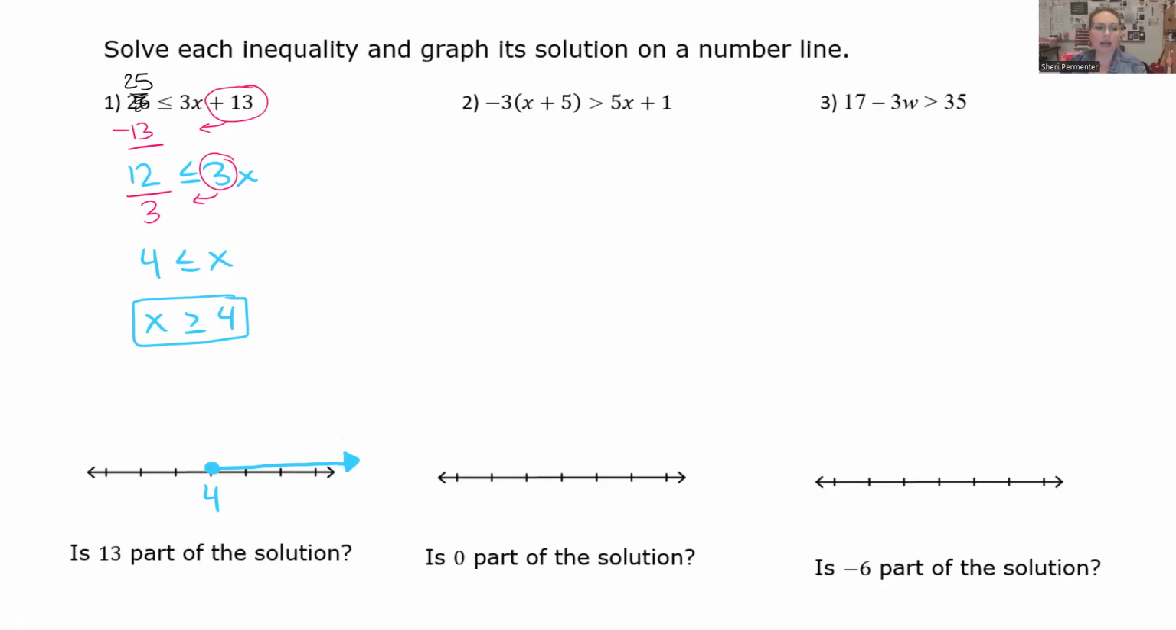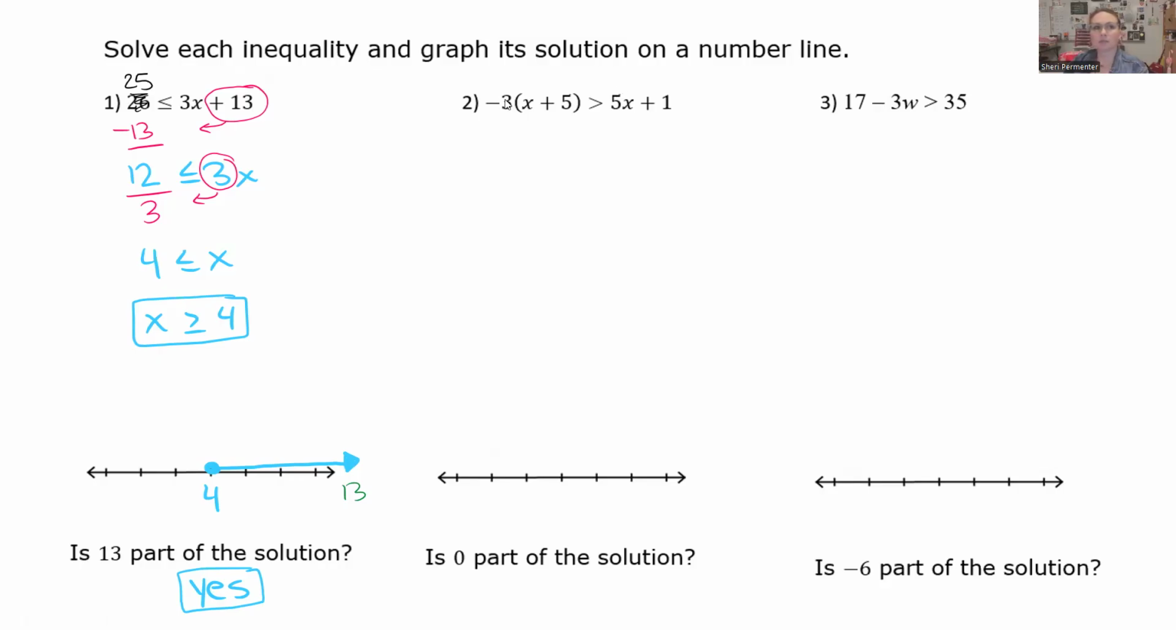The next question it asks is, is 13 part of the solution? Well, I'm not going to scale my graph, but 13 is going to be somewhere over here, right? So would it be part of the shaded part? Yes, so then it's part of your solution. Yes. So you're going to answer that additional question on all of the back questions.